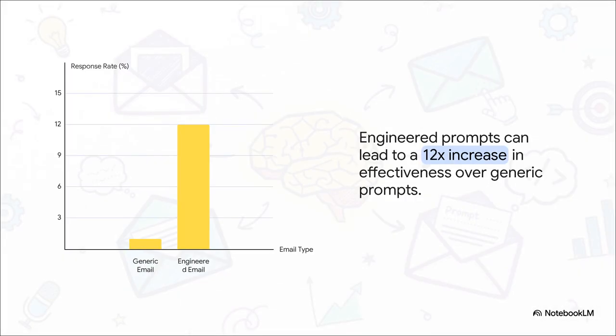And here is the proof in the numbers. That generic email gets a typical 1% response rate, right where we started. But the email from our engineered prompt, it pulls in a 12% response rate. Just let that sink in for a second. That is a 12-fold increase in effectiveness. This isn't just a little better, it is a completely different league.